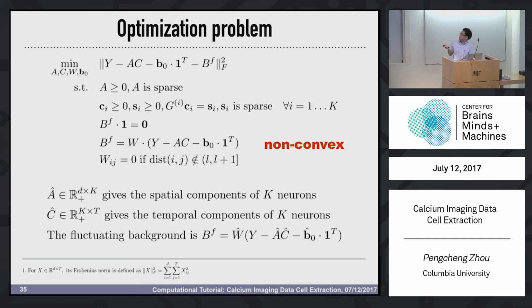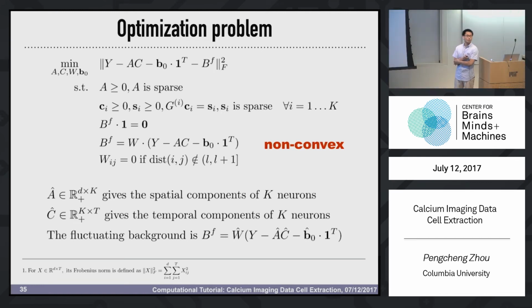This problem is a non-convex problem, and solving it is very hard. Okay, so the question is the computational complexity for this optimization problem, and the answer is I don't know, because I'm not going to solve this problem directly. I'm going to divide it into 3 subproblems.